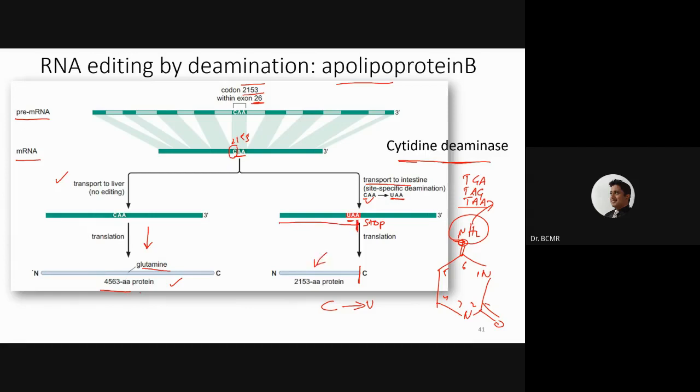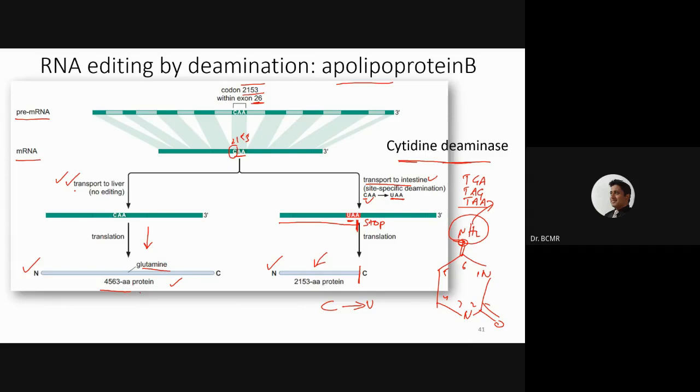And you have two different proteins. Either it forms a larger protein like this or a smaller protein, and they have different functions. The larger version of it will transport lipids to the liver, whereas the smaller one will transport them to the intestine, so lipids are transported from the body to different locations.